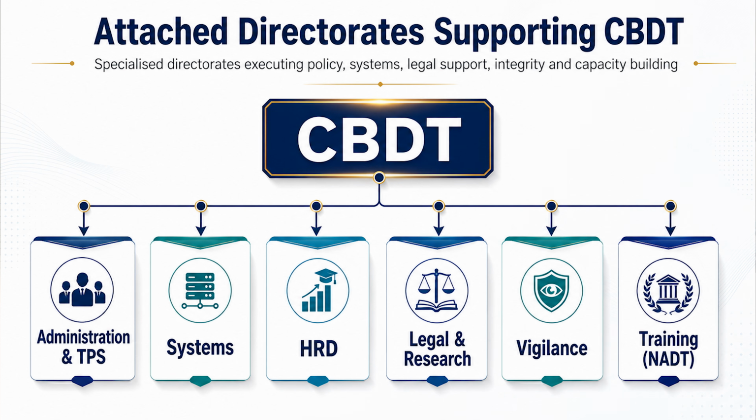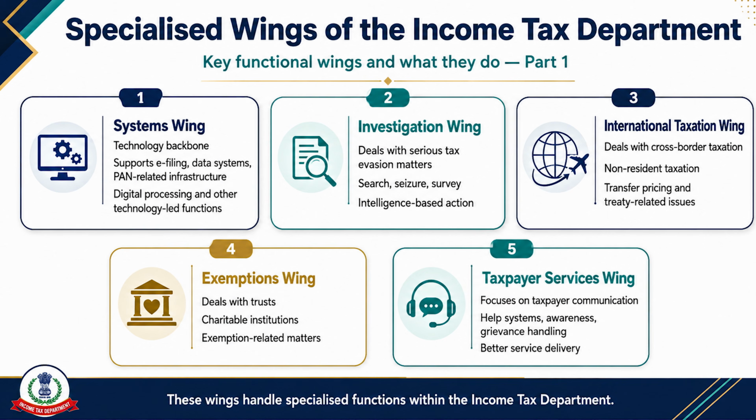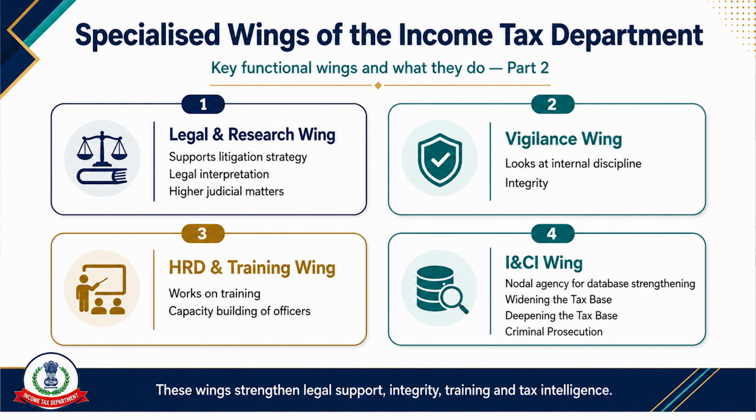CBDT works through several directorates and specialized wings. A few important directorates are System, Intelligence and Criminal Investigation, and Taxpayer Services Wing. Each wing has a specific function. For example, the System Wing is the technology backbone. It supports e-filing, data systems, PAN-related infrastructure, digital processing, and other technology-led functions. The Investigation Wing deals with serious tax evasion matters, including search, seizure, survey, and intelligence-based action. Now, for taxpayer, the most important question is not only who is at the top. The more practical question is, where do I enter in the system?